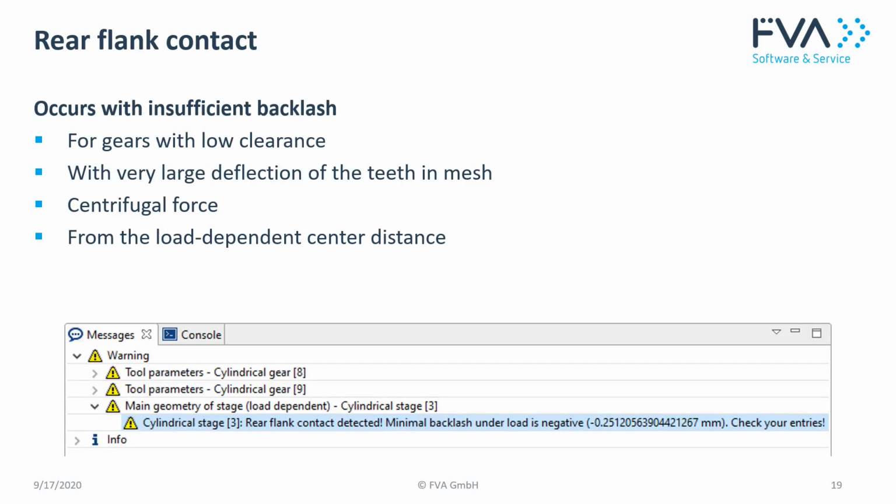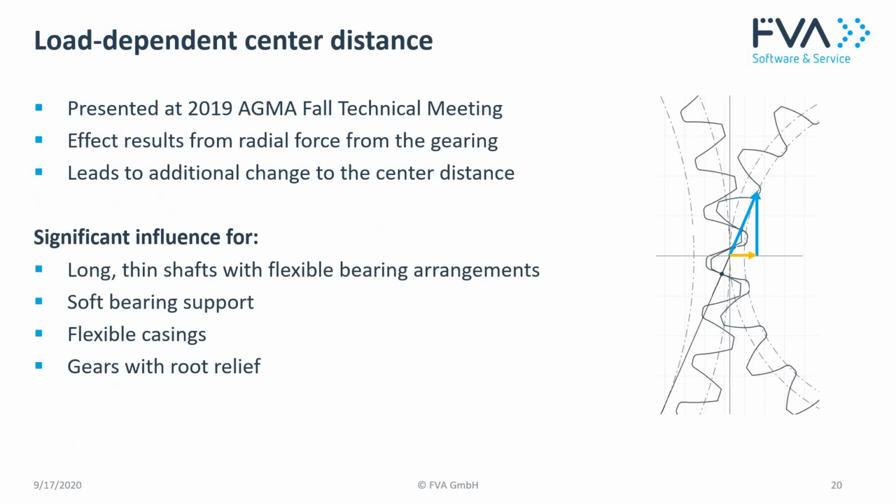So rear flank contact can occur with insufficient backlash. This is for gears with low clearance, with very large deflection of the teeth in mesh, from centrifugal force, and also from the load-dependent center distance, which is another new feature in version 6.0. This was initially presented at the 2019 AGMA Fall Technical Meeting with a very extreme example. The example that we have today is not quite as extreme, but still shows what the differences can be.